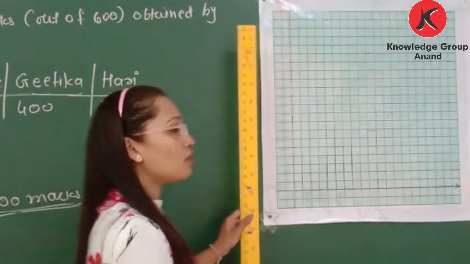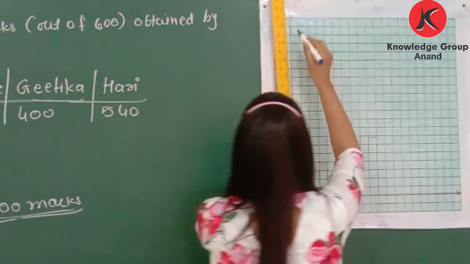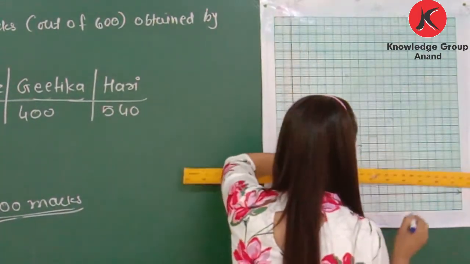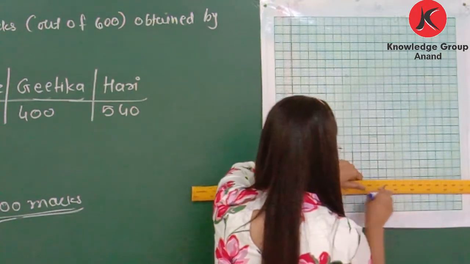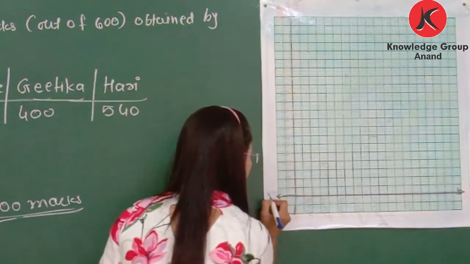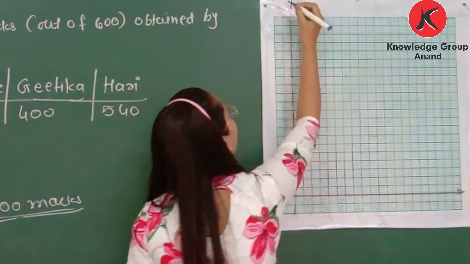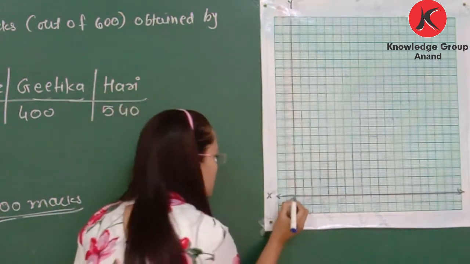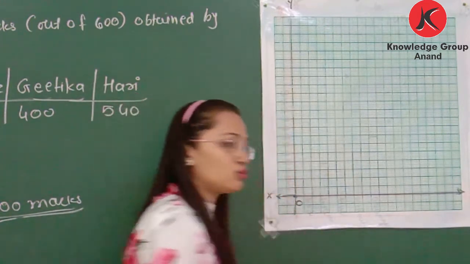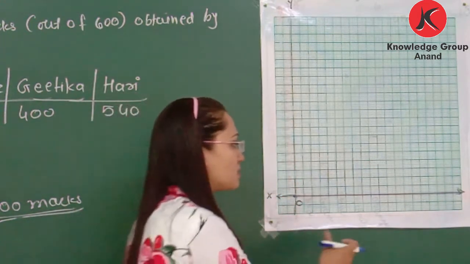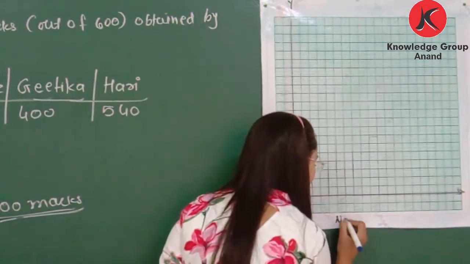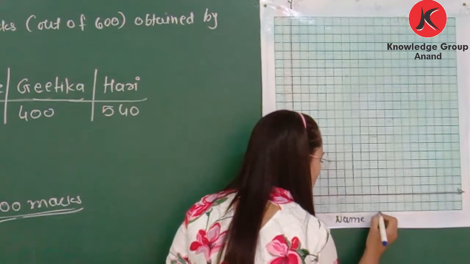So here, first of all, what do we need to do? We need to draw one vertical line and one horizontal line, that represent the x-axis and y-axis. So here you need to write x-axis, here you need to write y-axis. This is our origin 0, 0. Now which information are we going to represent on the x-axis? It is the name of the student. So you can write name of students.